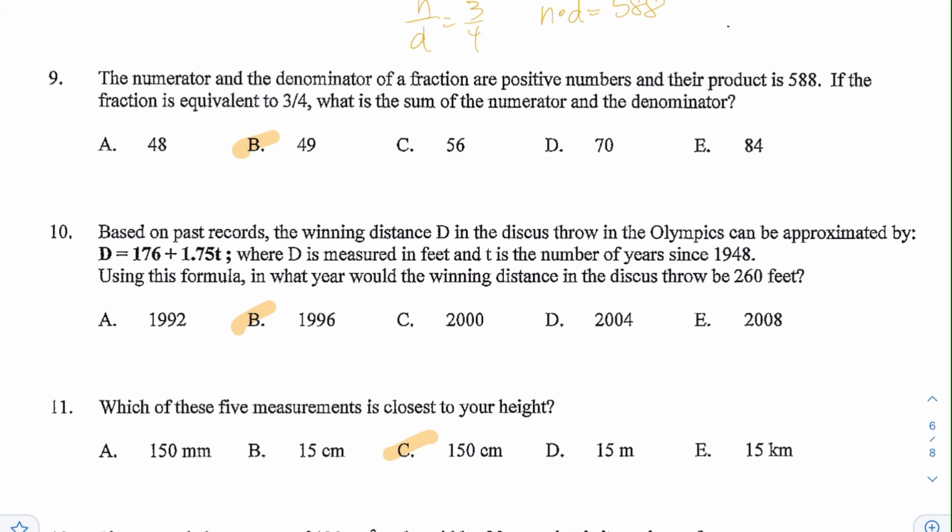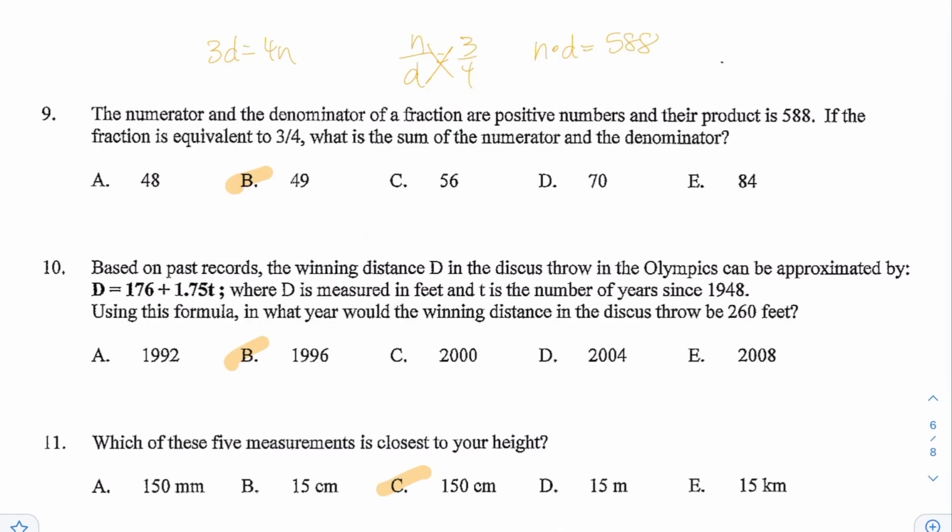So because you know that n over d is equal to 3/4, if you cross multiply, you know that 3d is equal to 4n. And when you multiply the numbers, it's equal to 588. So here you only want the sum of the numerator and the denominator. So after you have the proportion and you cross multiplied, you have this equation. Now this is a system of equations with these two equations.